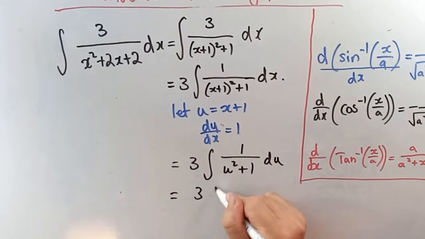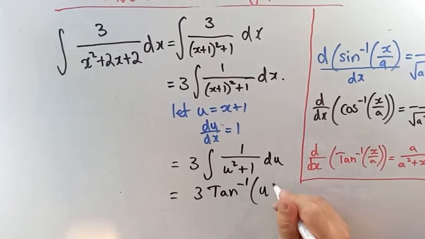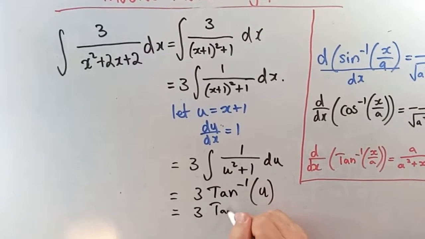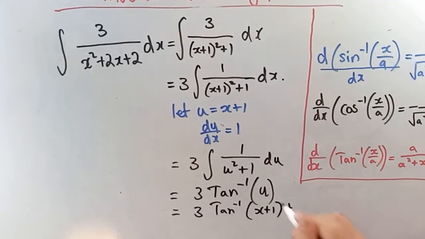And now I've got 3 times the inverse tan of u on 1, which is just u. And I know u, resubstituted back in, is x plus 1, plus c. There we go. And we've got it, that's it.